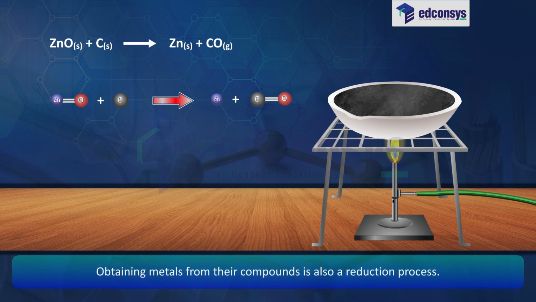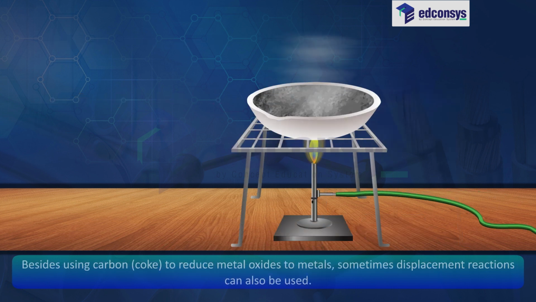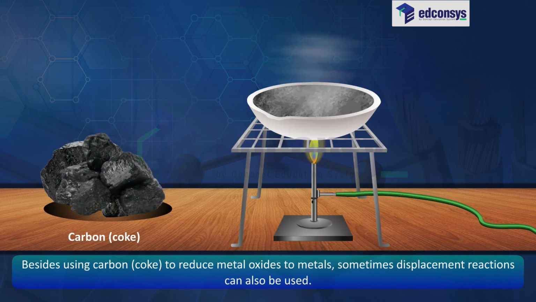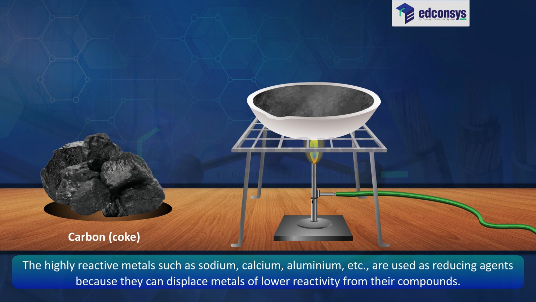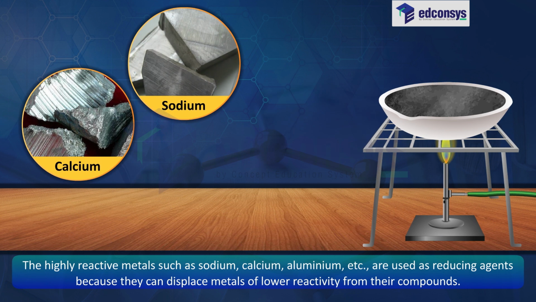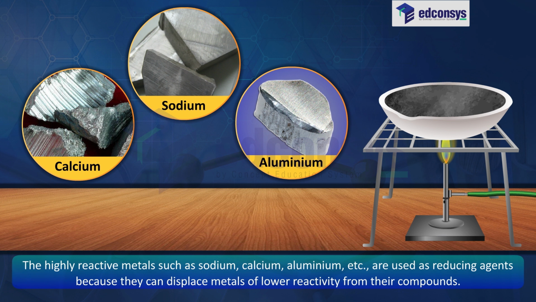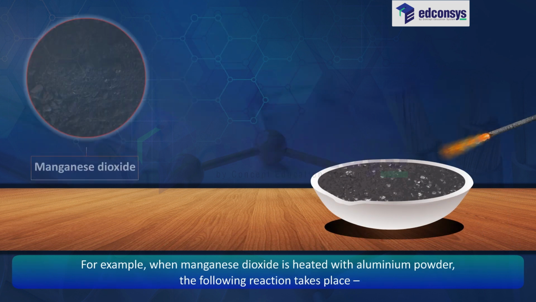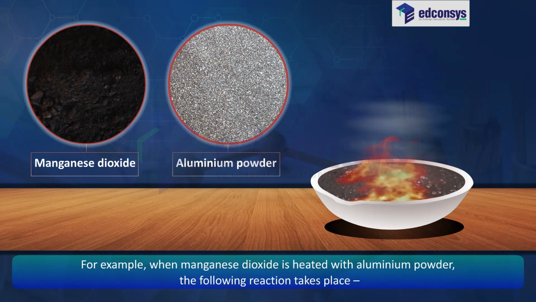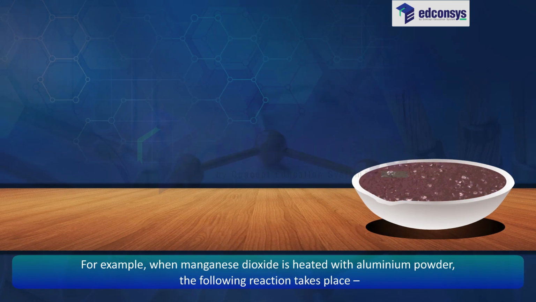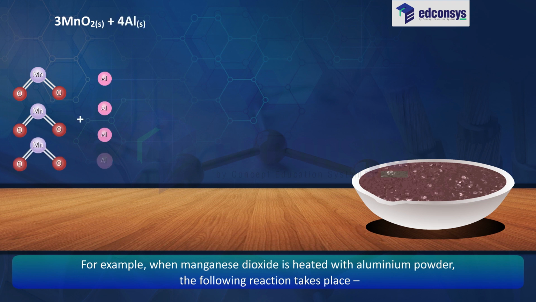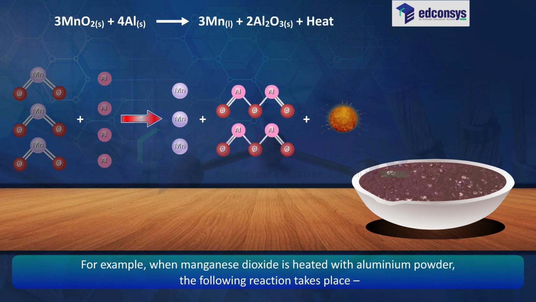Obtaining metals from their compounds is also a reduction process. Besides using carbon to reduce metal oxides to metal, sometimes displacement reactions can also be used. The highly reactive metals such as sodium, calcium, aluminum, etc. are used as reducing agents because they can displace metals of lower reactivity from their compounds. For example, when manganese dioxide is heated with aluminum powder, the following reaction takes place. 3MnO2 + 4Al gives 3Mn + 2Al2O3 + heat.